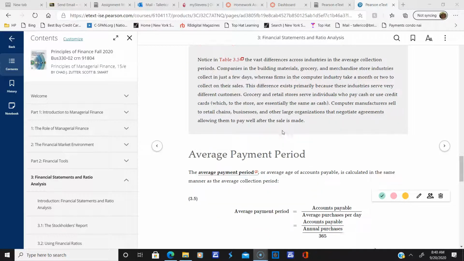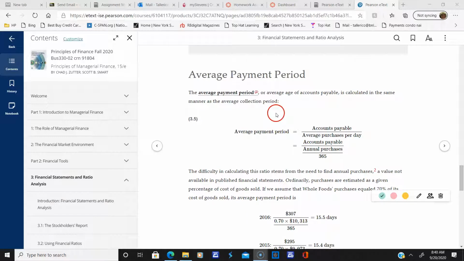and all right. So the next one is the average payment period, and as I said, that's how long it takes you to pay your bills to your creditors. Maybe you're late on your mortgage and it takes longer, and that's equal to the accounts payable, right? Divided by the average purchases per day. And again, you take your purchases.